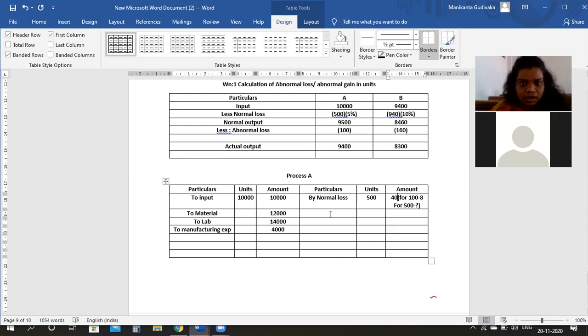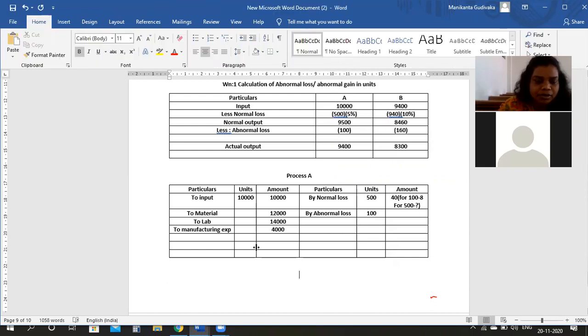Now, we also have abnormal loss. How many units do we have? 100. Now, tell me, how are we supposed to calculate the value of abnormal loss? With working note number 2, that is cost per good unit. Yes or no? So please write cost per good unit. What is the formula, guys? Cost incurred, that is the amount debited to the process account, minus the scrap value, divided by normal output. Yes or no?